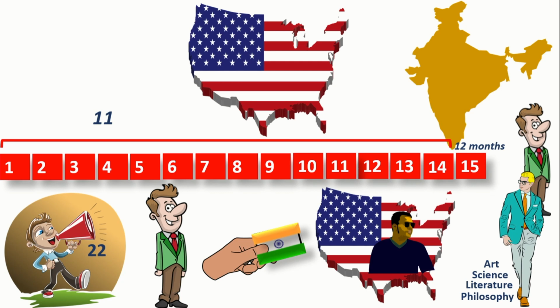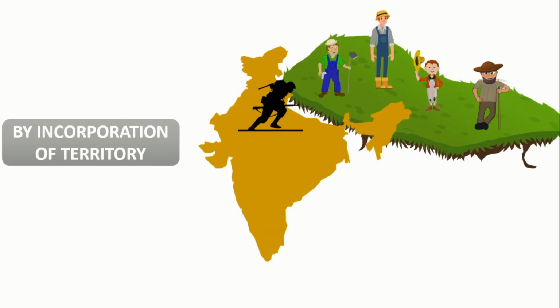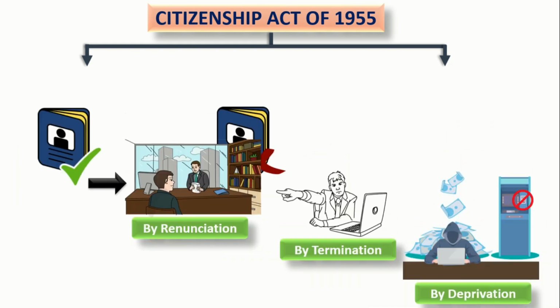Now the last way of acquiring citizenship is by incorporation of territory. It gives citizenship to those who belong to the acquired territories of India. It means if ever India acquires any area outside the country, then people living in those areas can apply for citizenship under this category. So we have completed all 5 ways of acquiring citizenship in India. In the next video, we will talk about termination of citizenship.